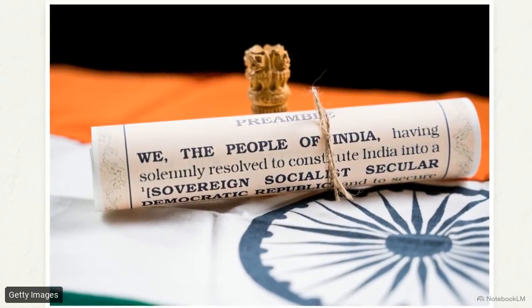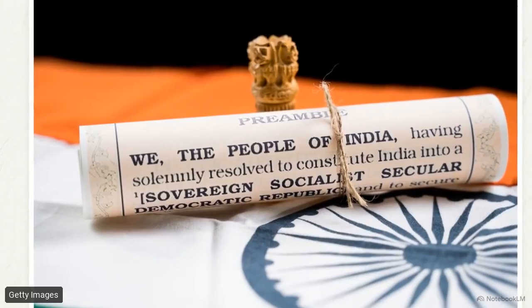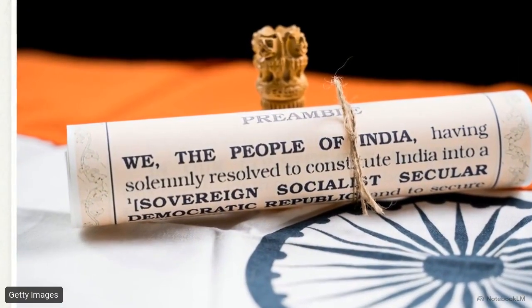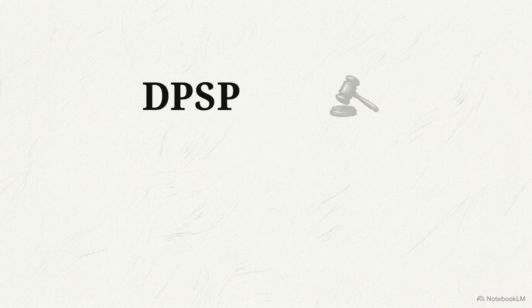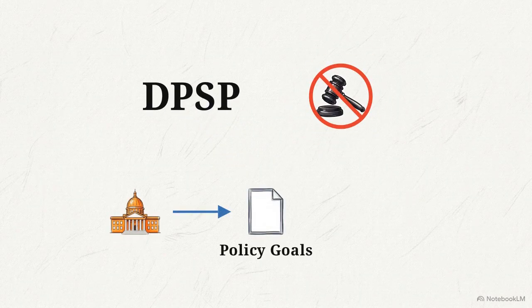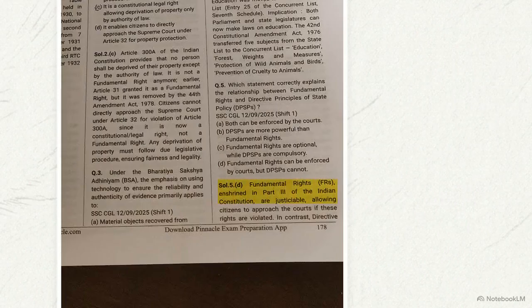Fundamental rights are justiciable, meaning they are the legally enforceable protections that citizens can defend in court if they are violated. This contrasts with directive principles of state policy, which are non-justiciable. They are goals for the government to strive toward, but they cannot be enforced through a lawsuit. The textbook confirms this in Solution 5D, stating that while fundamental rights allow citizens to approach the courts, directive principles do not provide that same legal recourse.